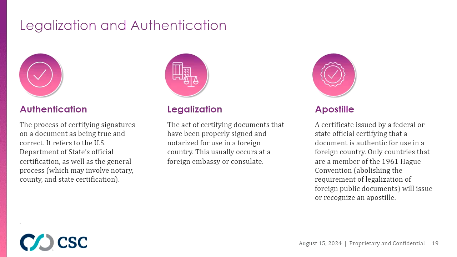The apostille is the easier one to talk about. An apostille is a separate document that's issued that says the other document can be used in a foreign country. The key to being able to have an apostille is that both countries, the issuing country, the United States, plus the receiving country, in our example, France, have to be members of the 1961 Hague Convention, abolishing the requirement of the legalization of foreign public documents.